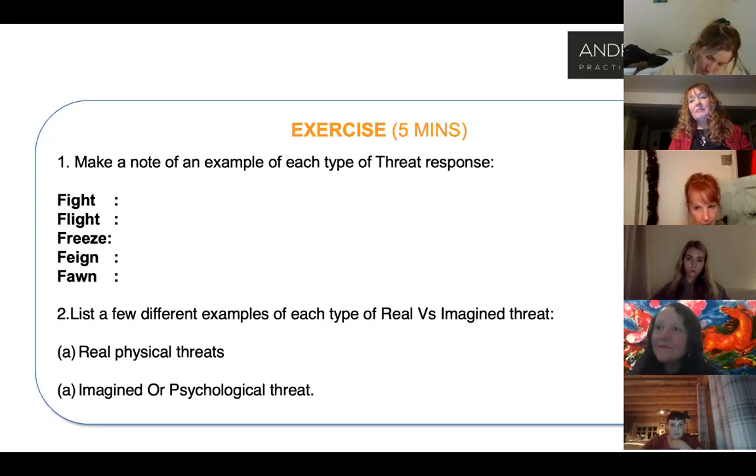Hiding. Hiding, yeah. Running away. Running away, yeah.